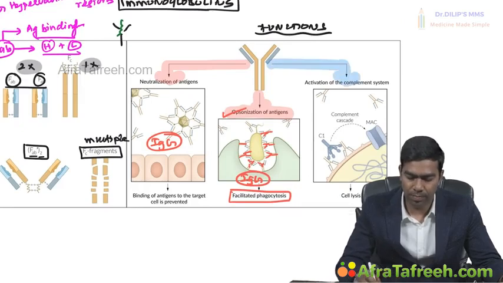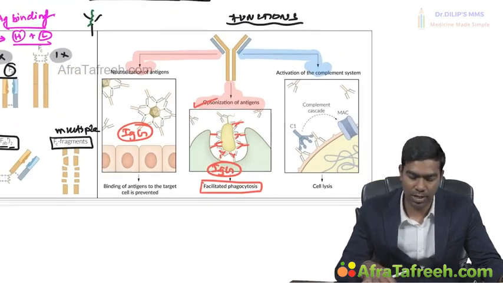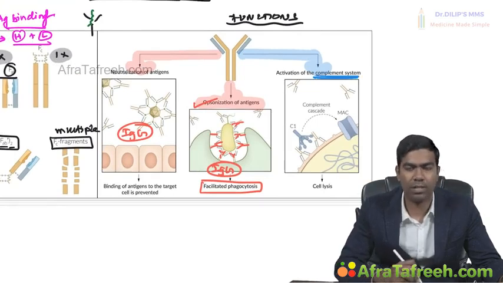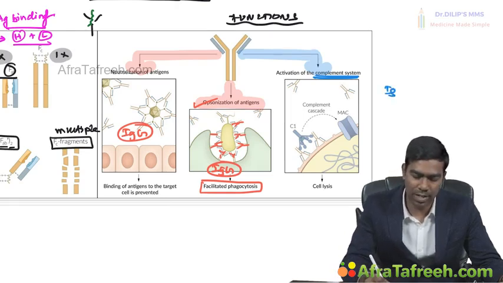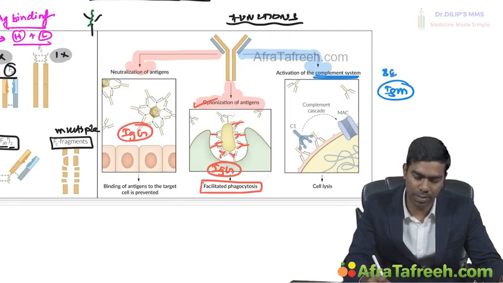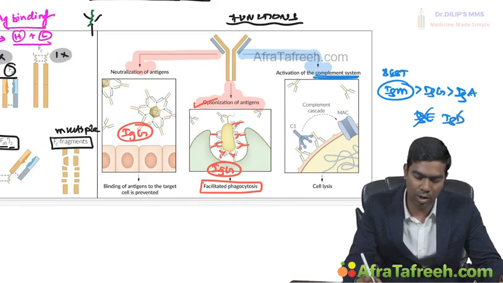Then the third function is activation of the complement system, complement activation. Complement activation again happens through this Fc portion only. The most important complement activator is IgM. IgM is supposed to be the best complement activator, followed by IgG, followed by a little complement activation also seen in IgA, whereas IgD and IgE generally do not activate the complement.